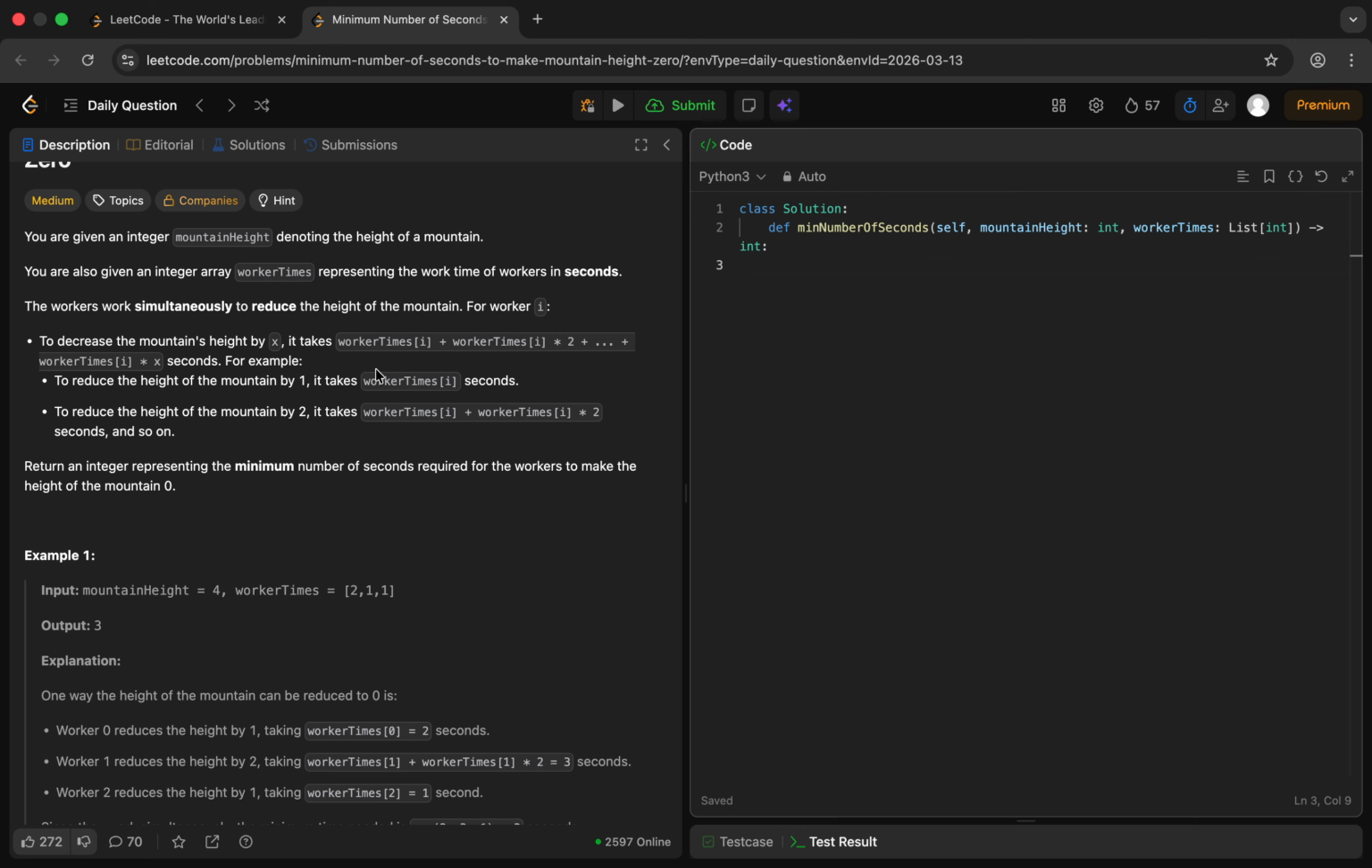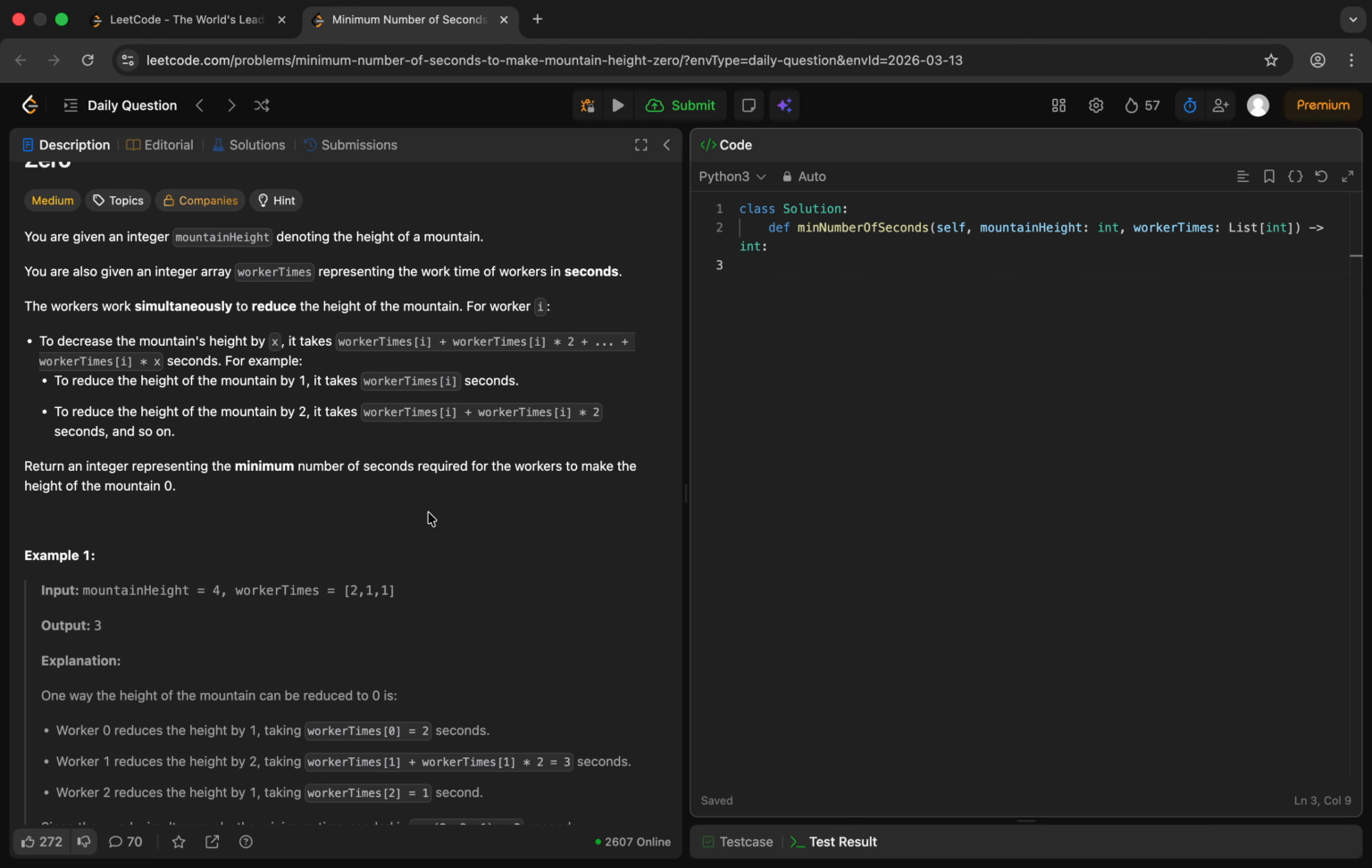To decrease the mountain's height by x for worker i, it takes workerTimes[i] plus workerTimes[i] times 2 and so on, multiplication till x. For example, to reduce the height of a mountain by 1, it takes workerTimes[i] times 1 seconds. Similarly, for 2, workerTimes[i] times 1 plus workerTimes[i] times 2 seconds, and so on. So we have to return the integer representing the minimum number of seconds required for the workers to make the height of the mountain 0.